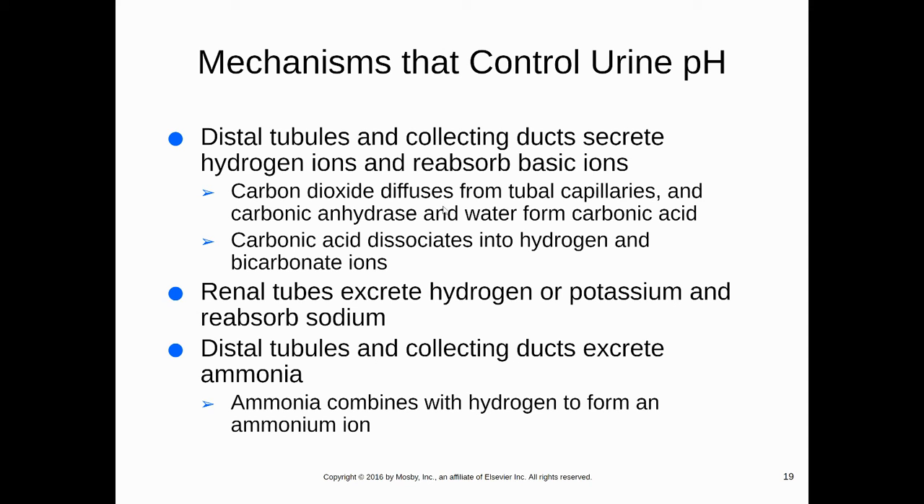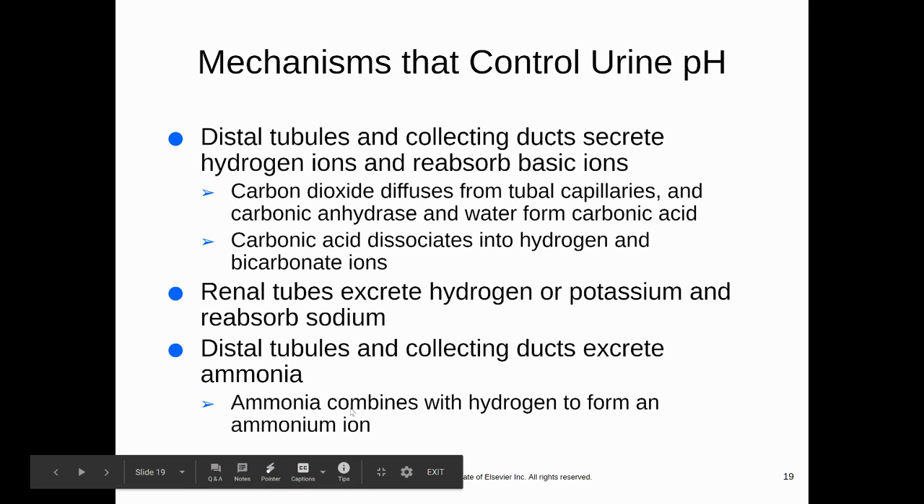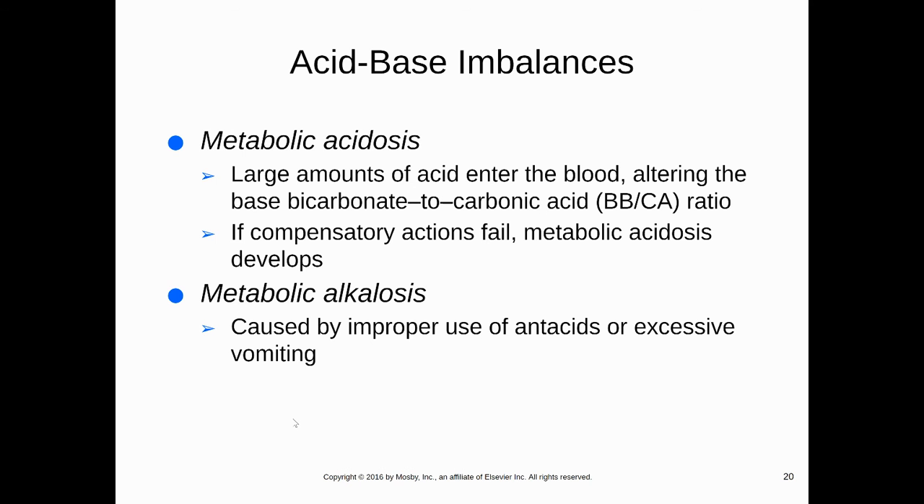Therefore, carbon dioxide diffuses into the tubular capillaries to form carbonic acid. And then this dissociates into hydrogen and bicarbonate ions. Okay. Renal tubes, they're going to excrete the hydrogen and potassium and reabsorb sodium. Distal tubes and collecting ducts, these guys will actually excrete ammonia. Okay. And if you have the ammonium ion, you're going to have more of a basic ion.